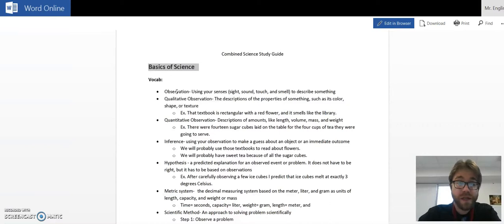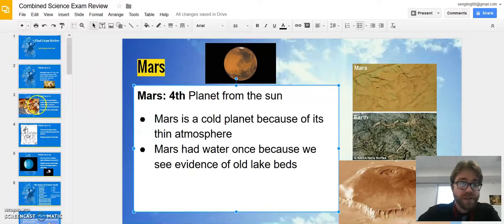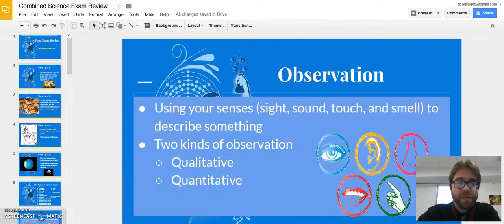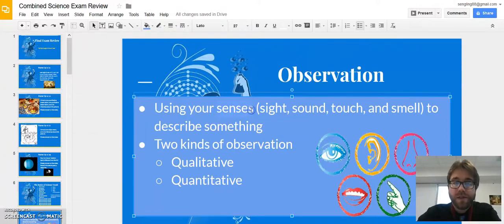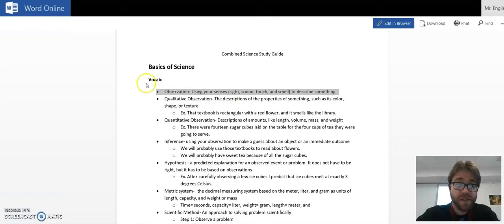First vocab word is observation. Observation is not Mars. Observation is using your senses to describe something. So your senses are your sight, sound, being able to touch and feel and smell. So all these are your different senses. And using your senses to describe something is what an observation is.